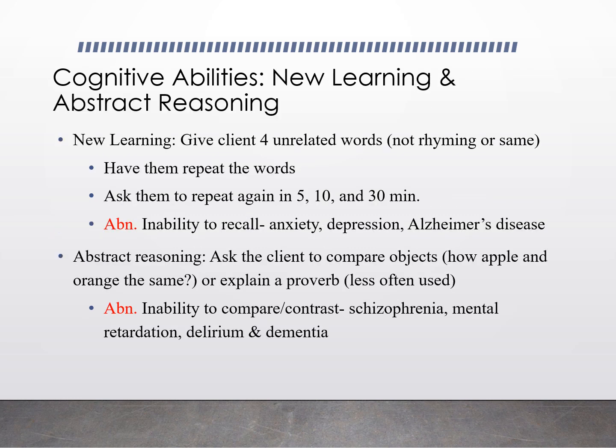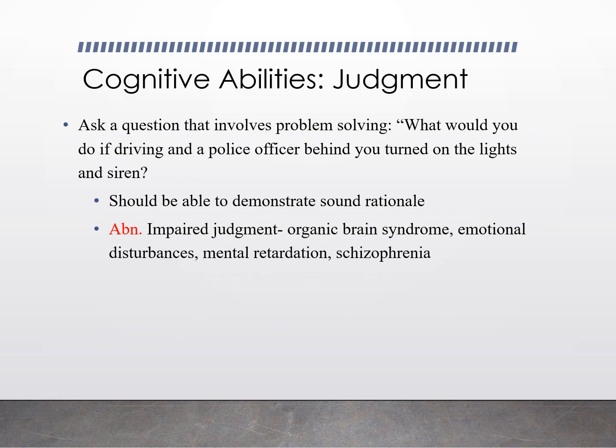So, cognitive abilities and new learning, you're asking a patient to say four unrelated words and then have them repeat the words later on. That is considered new learning. They don't have to be new words, but it is new learning. So, abstract reasoning is a client comparing objects. Are an apple and an orange the same? So, judgment. What would you do if a police officer pulled you over? When you get in to start the car, what would you do? I'm going to put my seatbelt on.